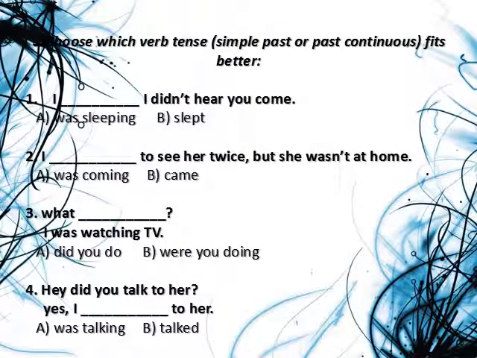For more practice, I made this exercise. Just choose the right verb from A and B. We can say is it the simple past or the past continuous. So try to read the sentence and understand the context. Are we using the simple past? Is it a long action? Is it a short action?